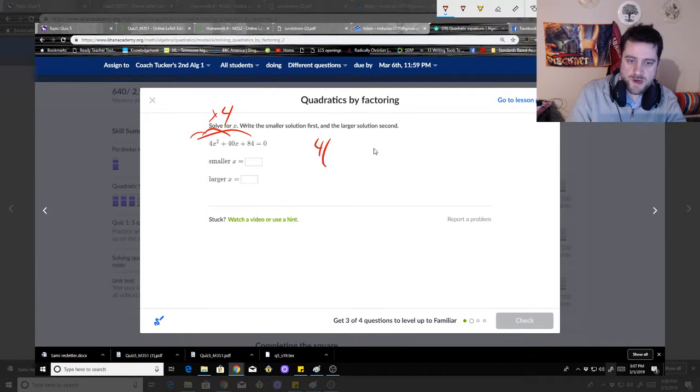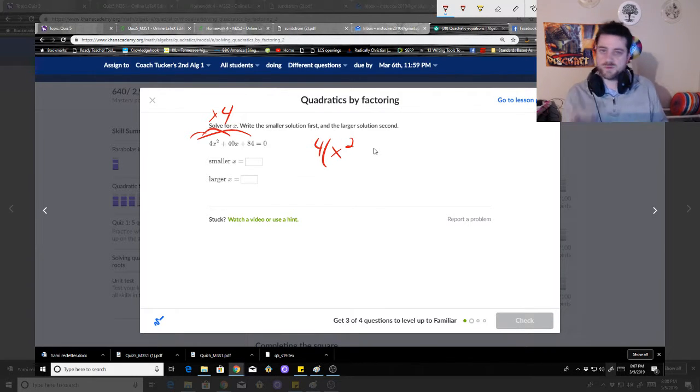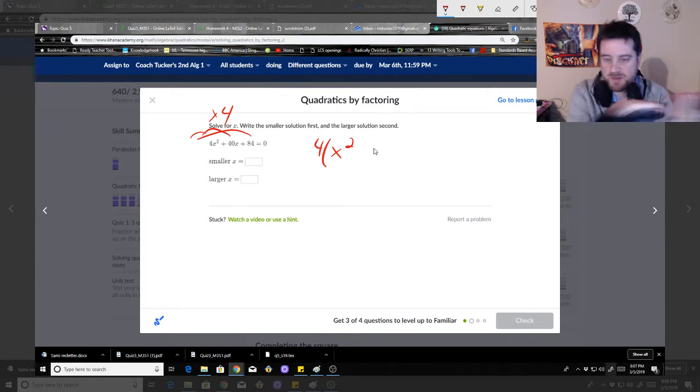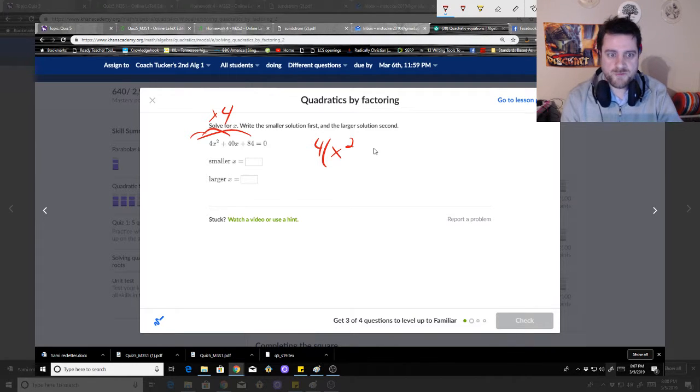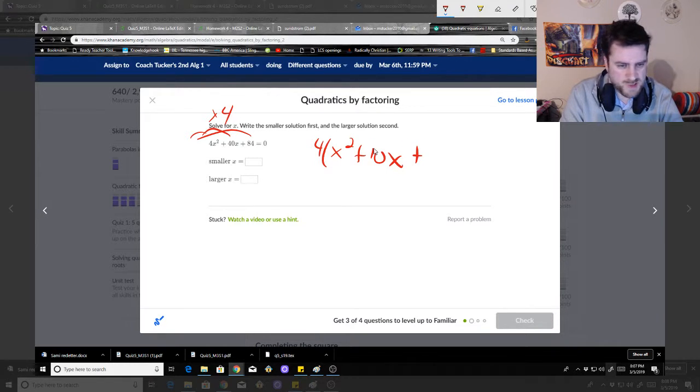If you pull that 4 out, you're left with an x squared, which automatically makes this problem a lot easier. Because remember, when the leading a is 1, which we're making it by factoring, then you can just read backwards on factoring, so it's a whole lot easier. That's why factoring is the preferred method here. So that's plus 10x plus 21, equals 0.